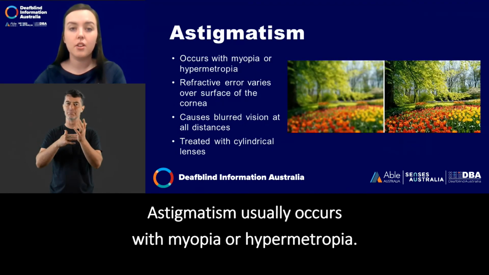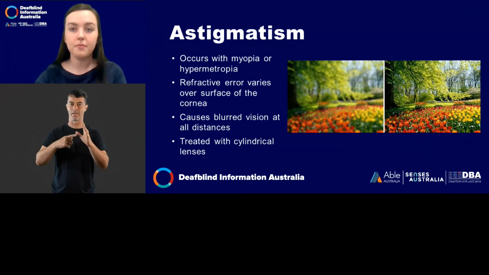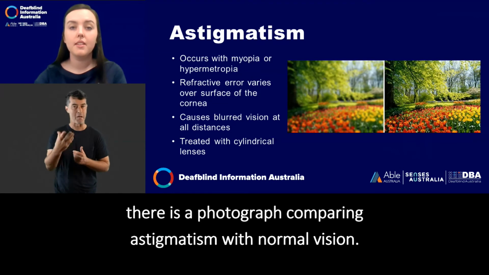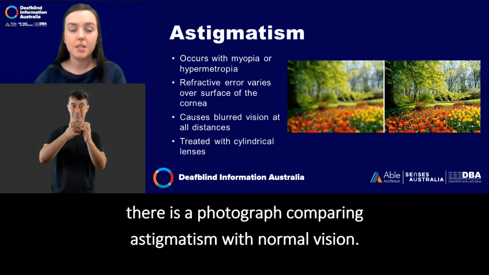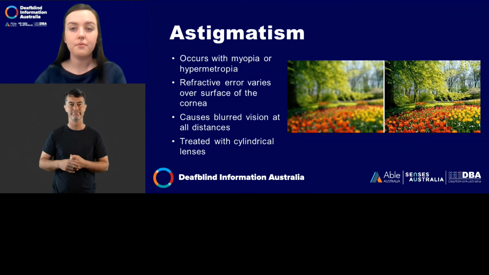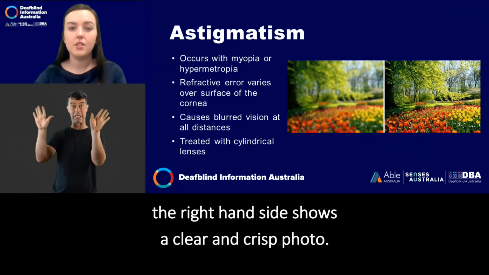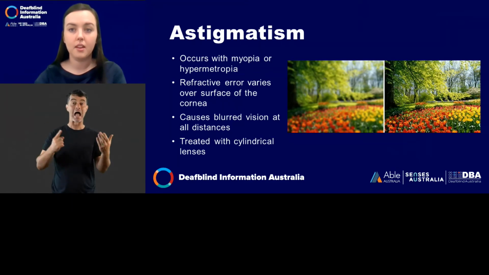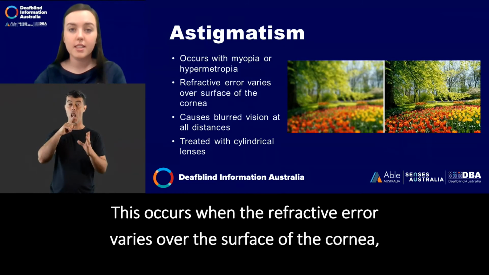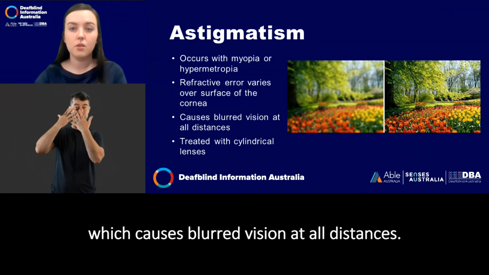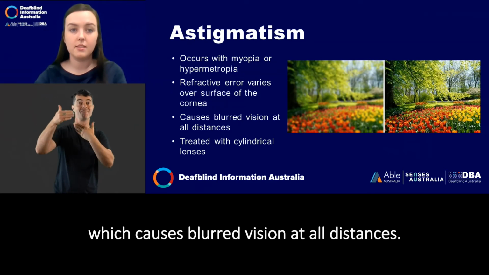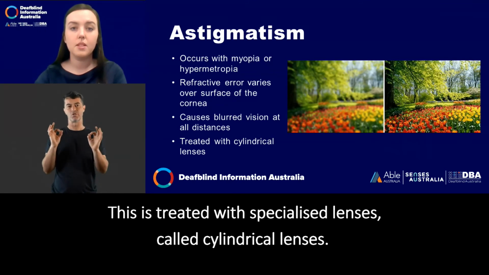Astigmatism usually occurs with myopia or hypermetropia. On the right-hand side of the slide, there is a photograph comparing astigmatism with normal vision. The left-hand side shows a blurry flower field, and the right-hand side shows a clear and crisp photo. This occurs when the refractive error varies over the surface of the cornea, which causes blurred vision at all distances. This is treated with specialized lenses called cylindrical lenses.